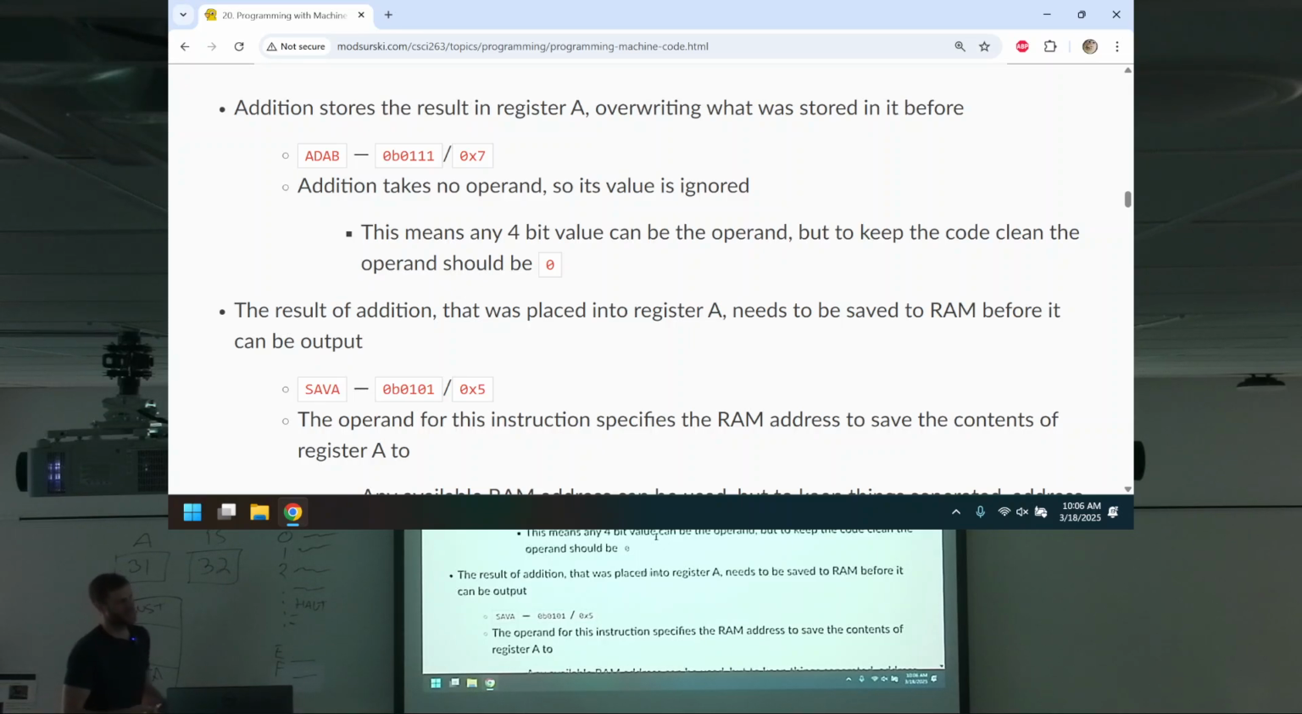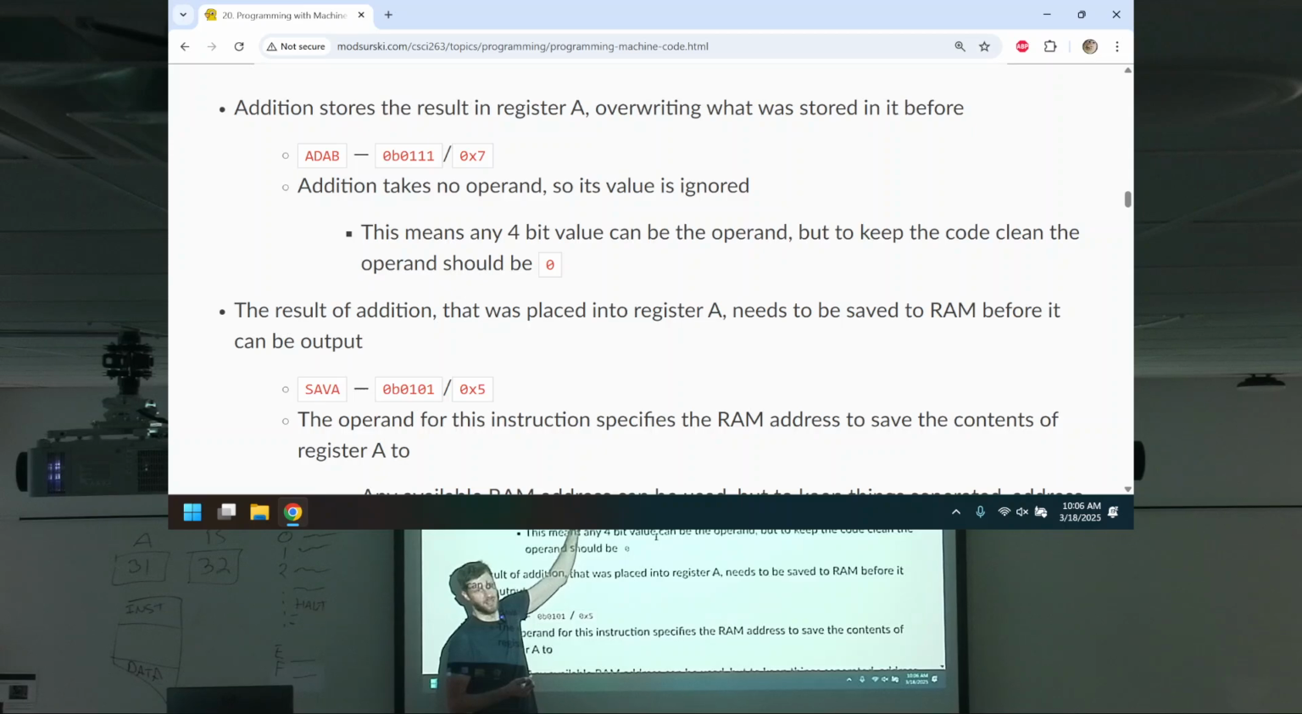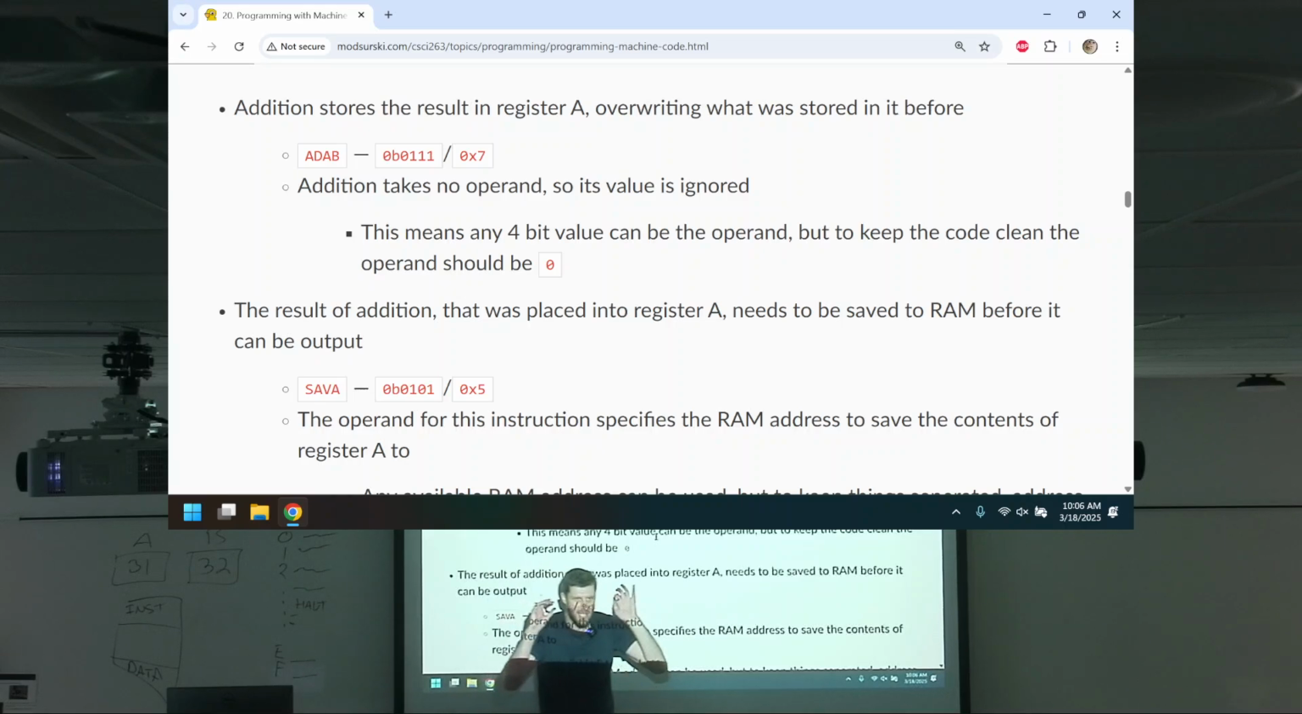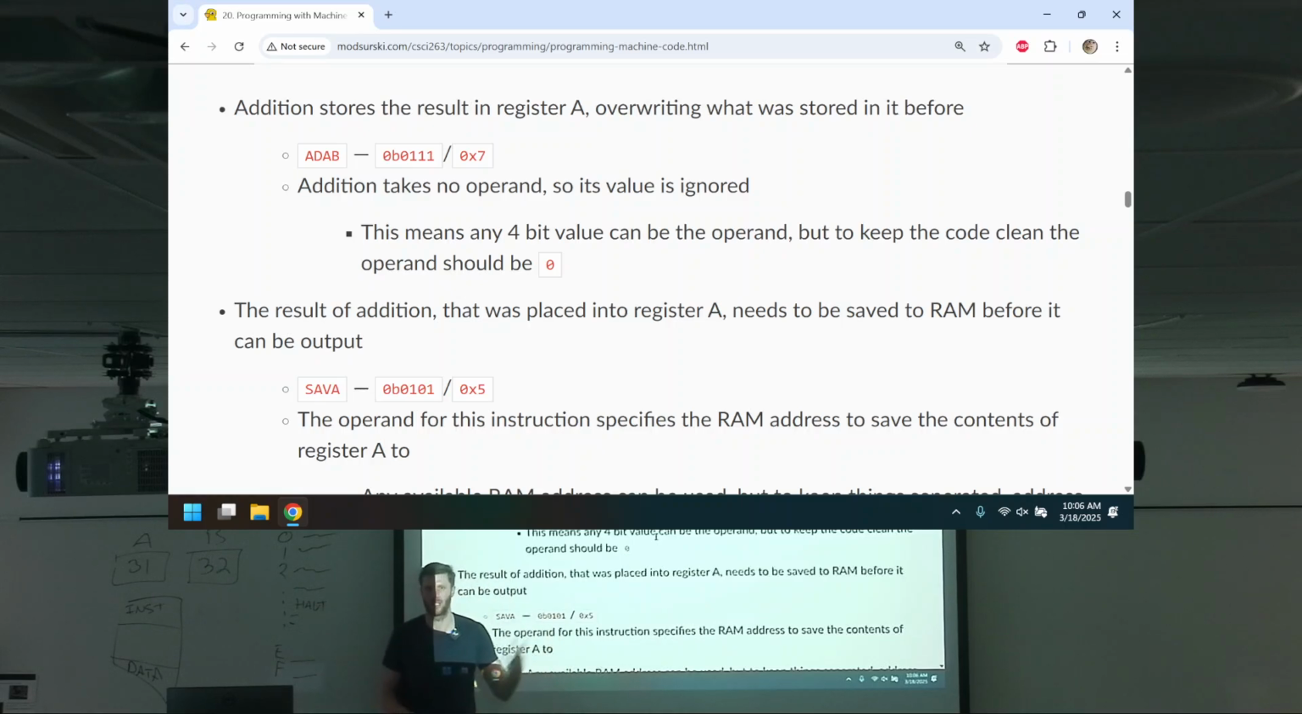Functionally, the difference between saying 71, 7A, and 70, they're functionally the exact same thing. They mean nothing different. But I don't know, it's more clear if it's a 0. Is that also clear to you? Okay.